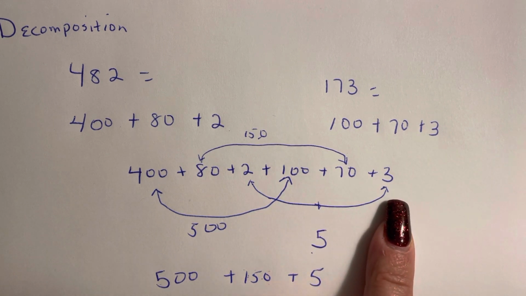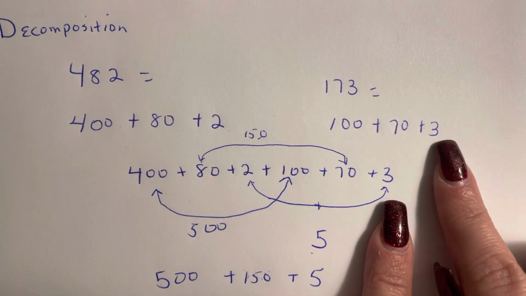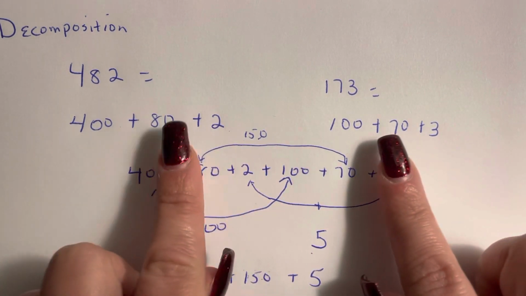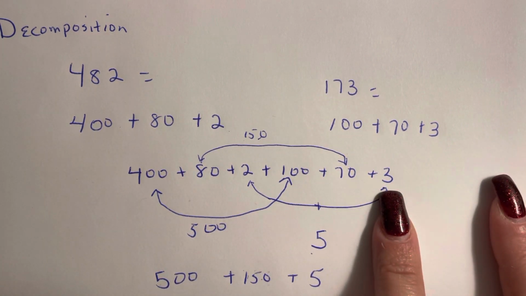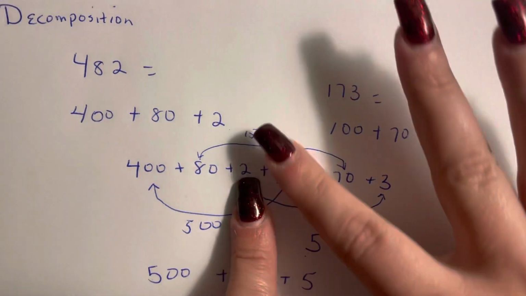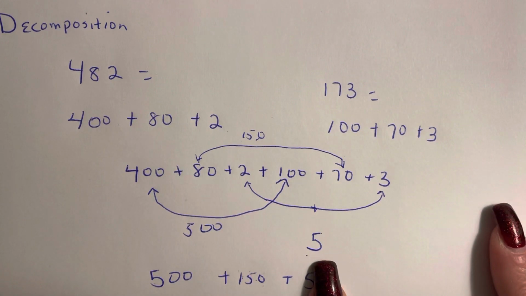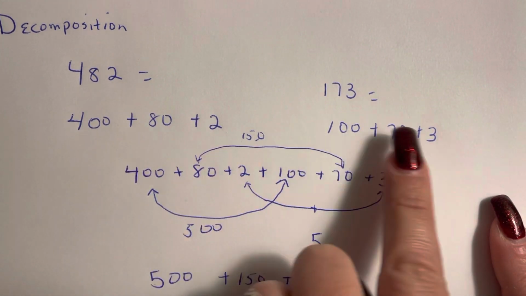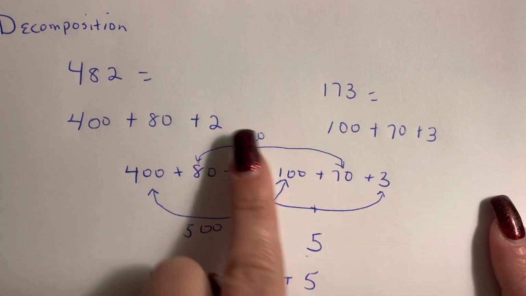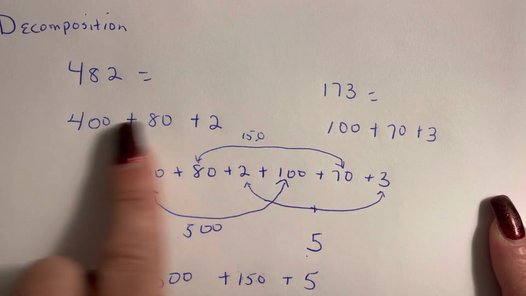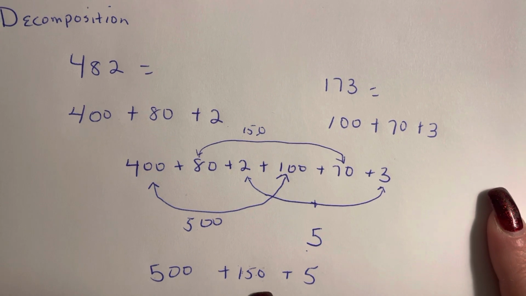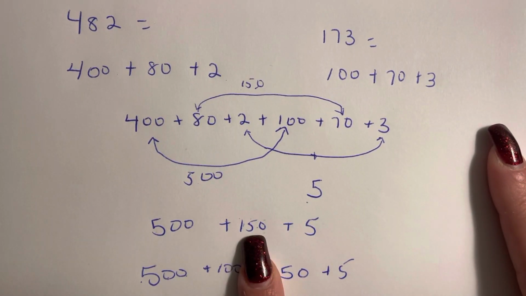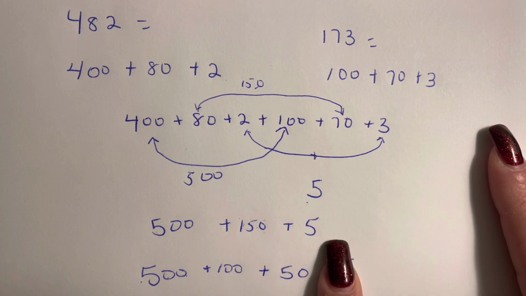And then what I did is I added what would be in the ones column, what would be in the tens column, and what would be in the hundreds. So if you see, I grouped it here. So 3 plus 2 equals 5. 80 plus 70 here equals 150. And then 400 plus 100 equals 500. So then I broke it down to 500 plus 150 plus 5.